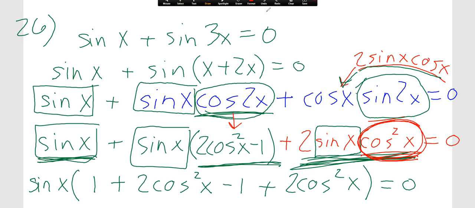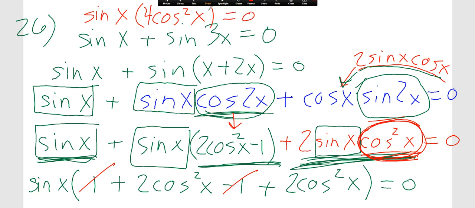Because when you look at the parentheses at the bottom, can you tell me anything that cancels out? Ah, the ones do, right? 1 minus 1 is 0. Are the other two like terms that I can add together? Sure thing. So we have sine x times 2 cosine squared x. Or no, not 2. Duh. 4. Can't believe I said that.